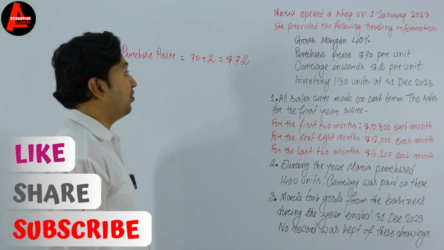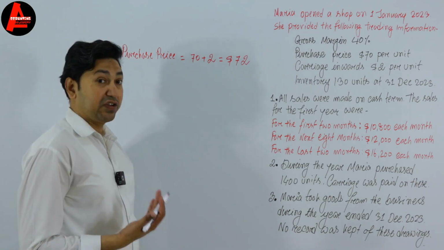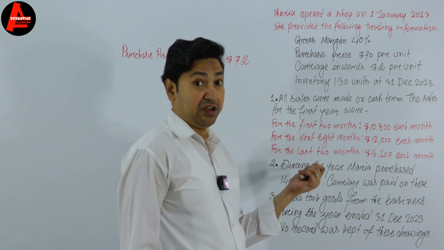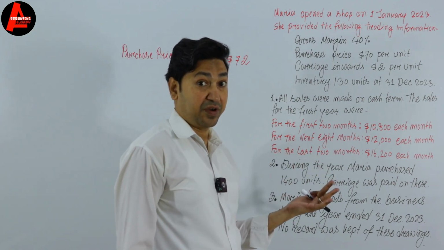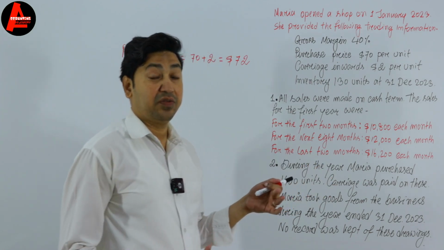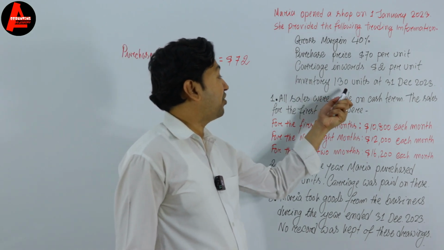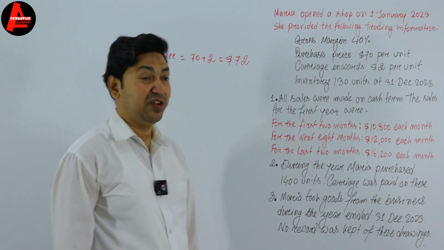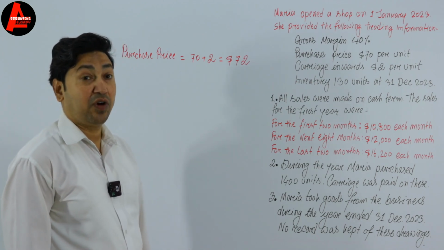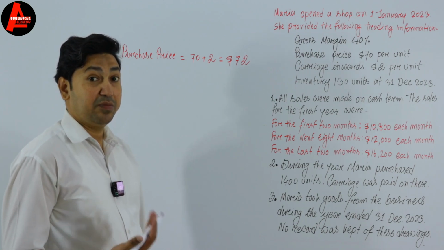Okay, now many of you make a mistake here. When you calculate closing inventory, you do not take the carriage inwards with the purchase price. But you know carriage inwards is a part of the purchase price of the goods. Then here we have inventory, it is 130 units. So now if we multiply 72 by 130 units, we will get the closing inventory price.